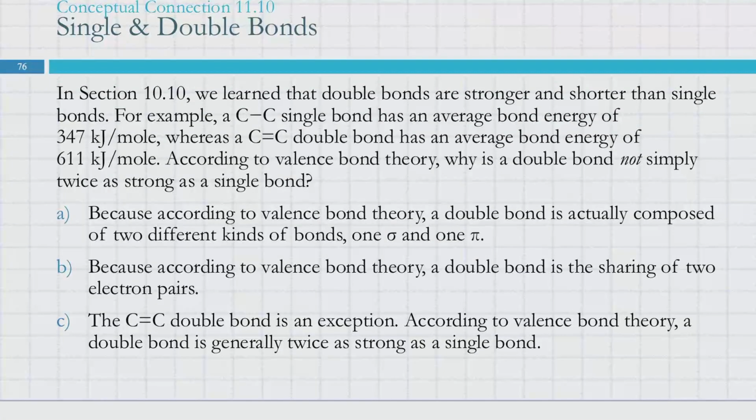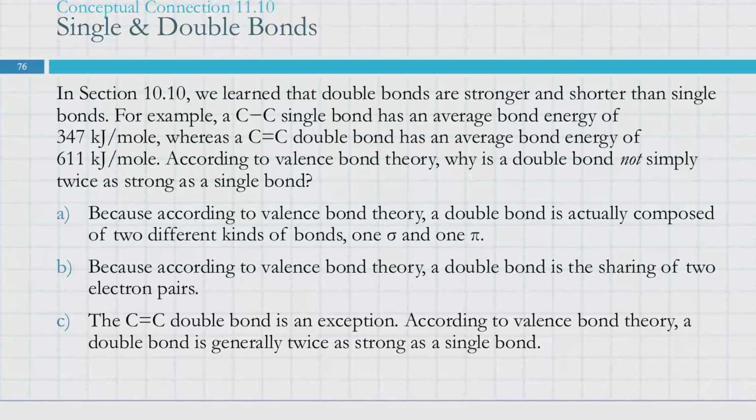Okay, wall of text. Previously, we learned that double bonds are stronger and shorter than single bonds. Makes sense? A carbon-carbon single bond has an average bond energy of 347 kilojoules per mole. If you double that, it would be something like 700. It would be 694 kilojoules per mole. The carbon-carbon double bond has an average bond energy of 611 kilojoules per mole. That is not double, right? That's less than double. So why is a double bond not just twice as strong as a single bond?